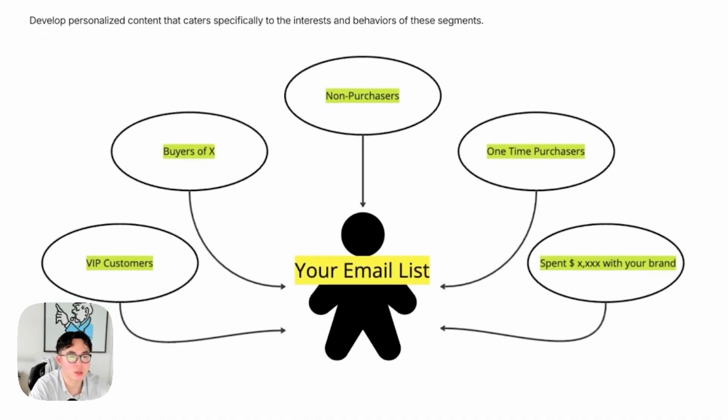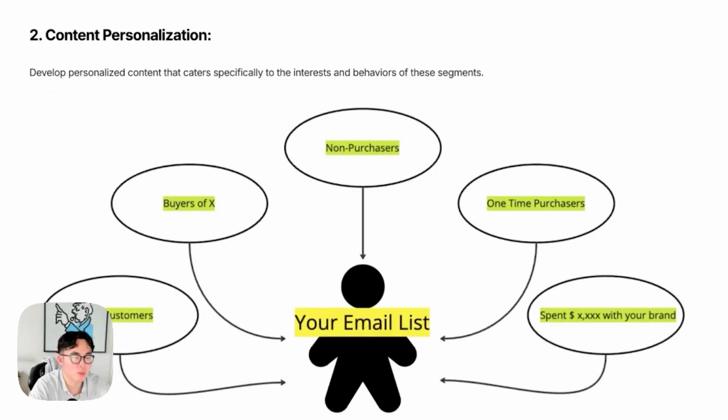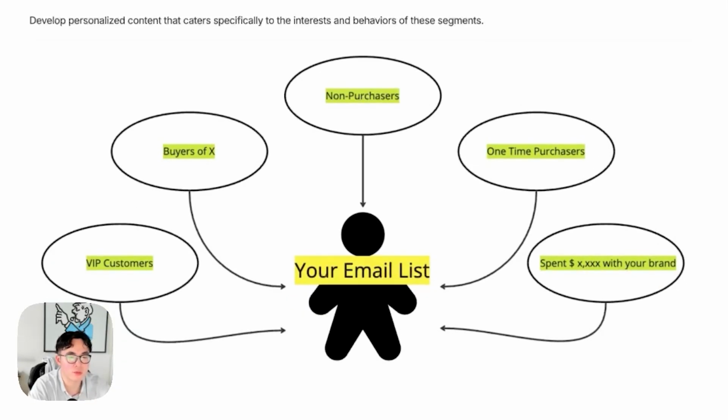Content personalization. So develop personalized content that caters specifically to the interests and behaviors of these segments. So what kind of content would VIP customers want? Buyers of X product, non-purchasers, one-time purchasers, those who spend an X amount with your brand. Every single persona wants different offers and personalizations. For example, using a toothbrush, a non-purchaser wouldn't buy toothbrush heads. That would be something that probably one-time purchasers would buy.